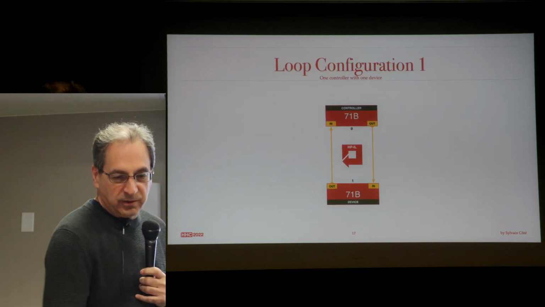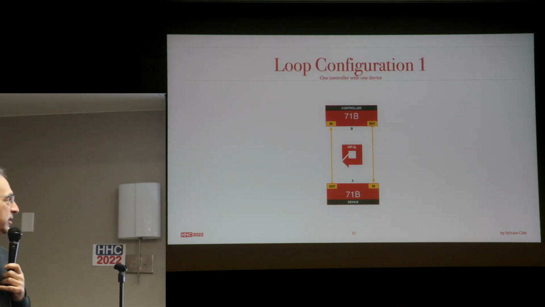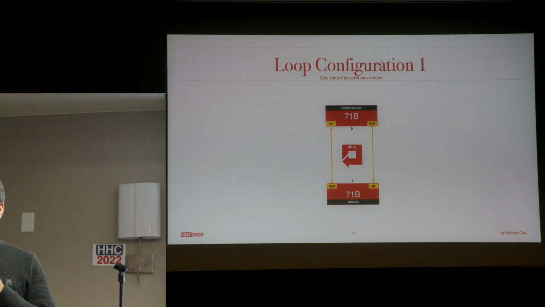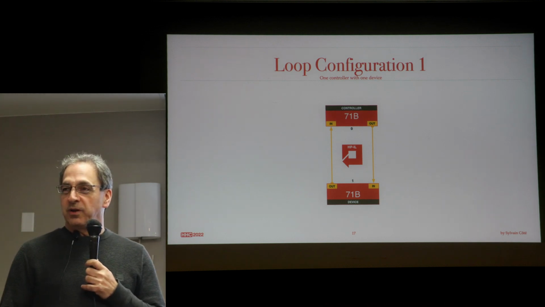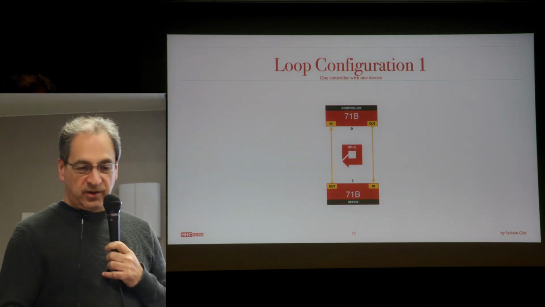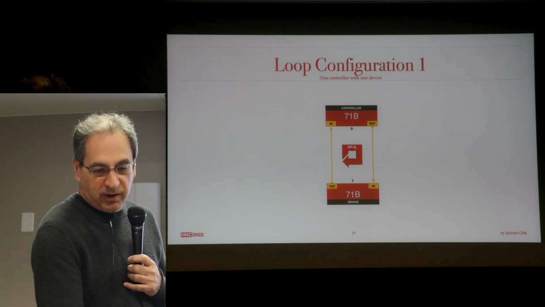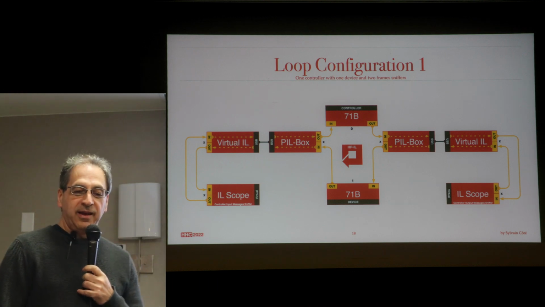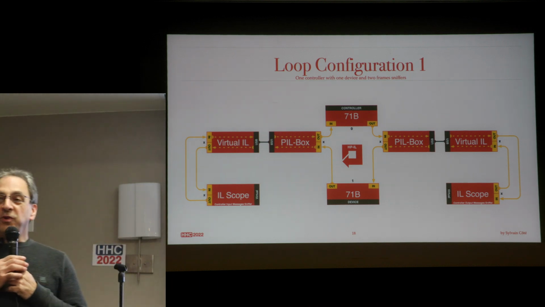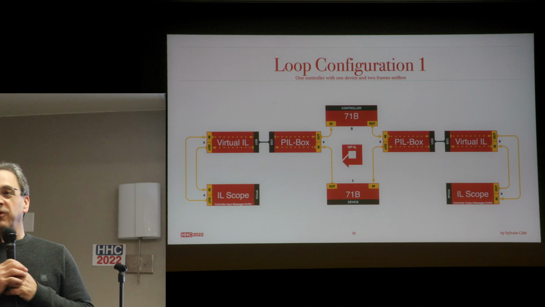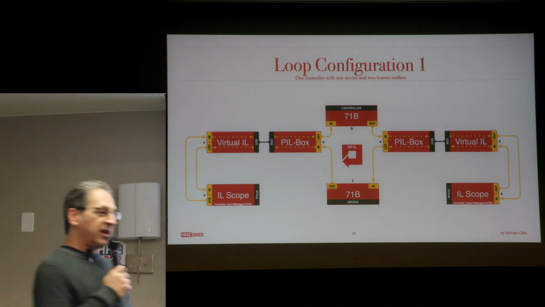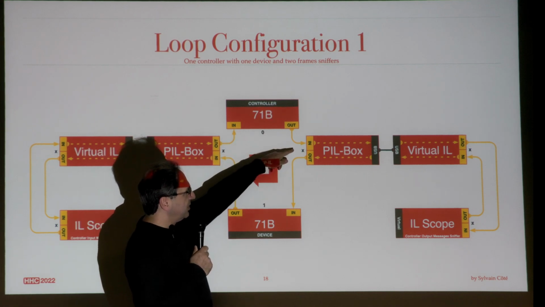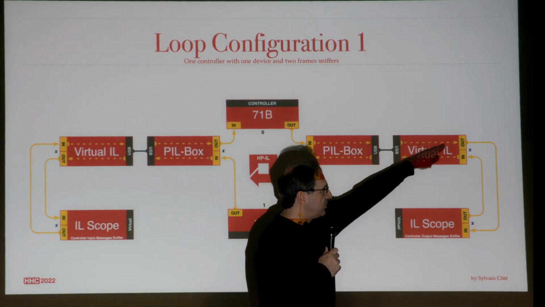Okay. The first, simpler setup is to use a controller and a device. That's it. We communicate with only one device and one controller. Normally when I do testing, I add 2 PILBoxes. The reason is I'm putting a sniffer on both sides, and I can see what's coming out of here, going out here, and the PILBox goes into the virtual software.